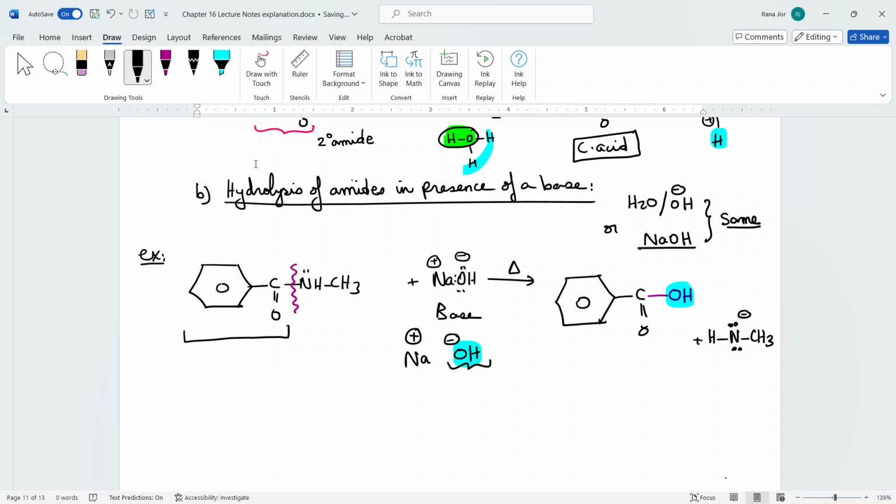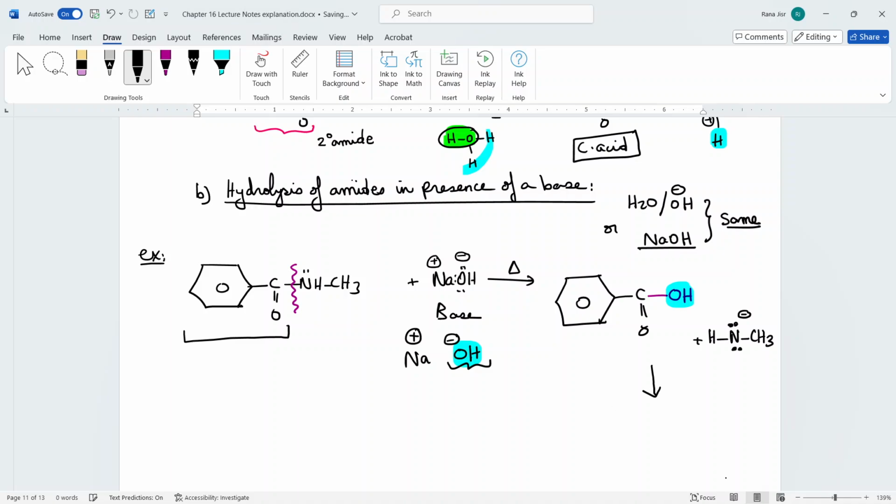Now, we're going to stop and think over here that our medium is a base. You see that? This is a base. This amide is dissolved in a base. It doesn't make sense that if you have a base and you have an acid in your product, this is after all a carboxylic acid. So what happens here, this is not the final product.